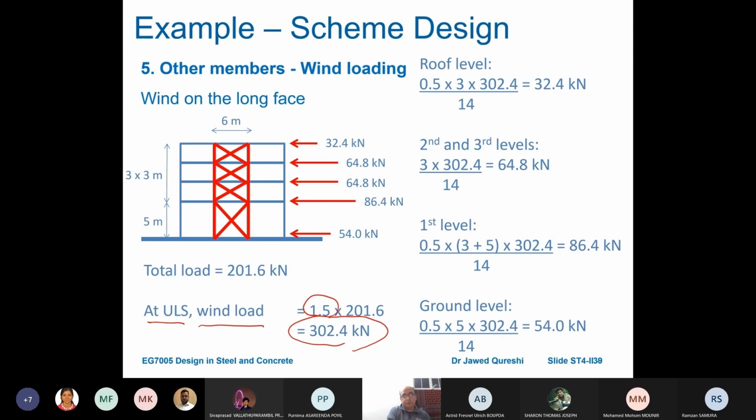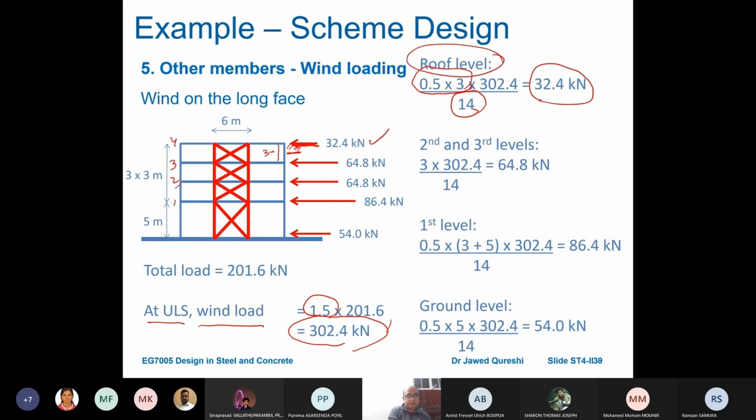I will start from the roof. The roof takes a portion from the floor at the bottom, so that's why we multiplied with 0.5. The height is 3.5 times 3 times the total load, which is 302, divided by the overall height of the building. This gives me the portion of the wind load resisted by the roof.